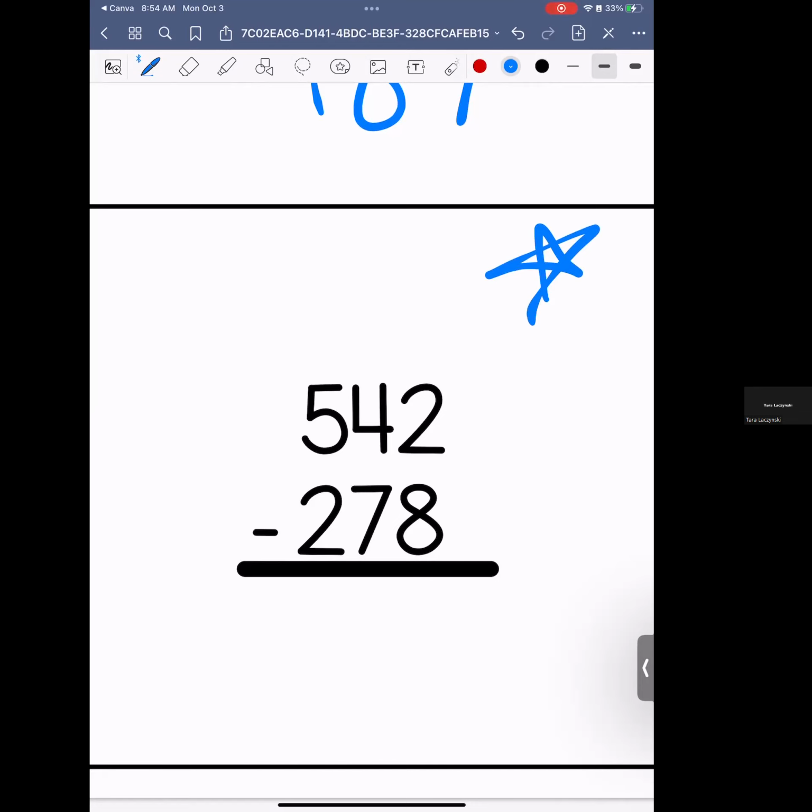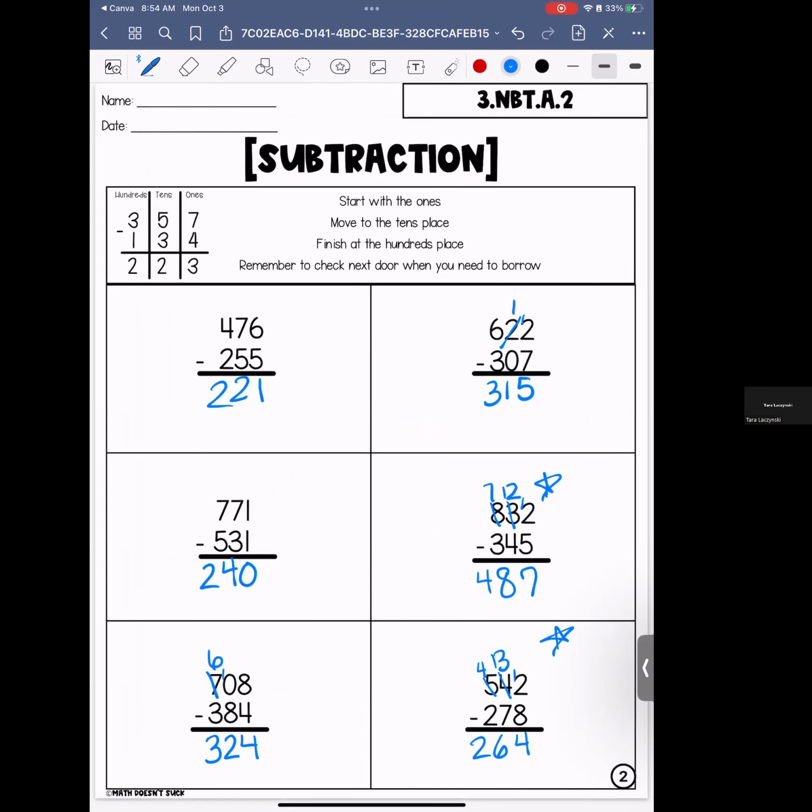I can't do 2 take away 8, so I go next door and I bring a friend. 12 take away 8 is 4. I can't do 3 take away 7, so I go next door. I get 13. 13 take away 7 is 6. 4 take away 2 is 2. 264. That brings us to the end of page number 2. If you are done up to this, please stop the video. If you are ready for the next page, here we go.